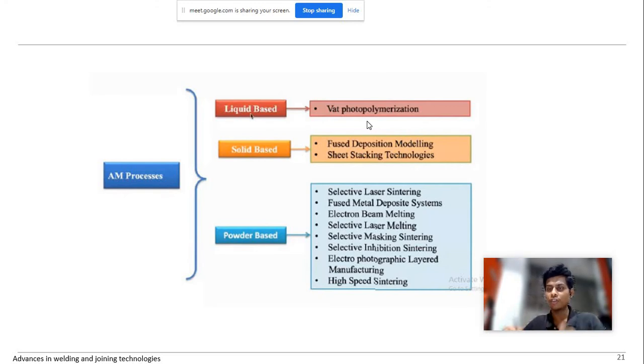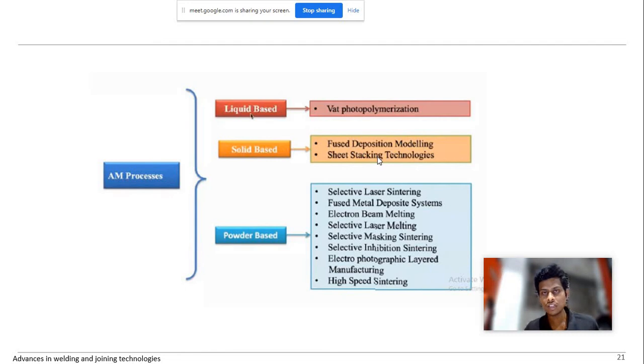After that, again we are changing the position, either with the help of the platform or with the laser focusing, again using the slice information. This process will repeat from the first layer to the nth layer to get the component. That is liquid based vat photopolymerization.